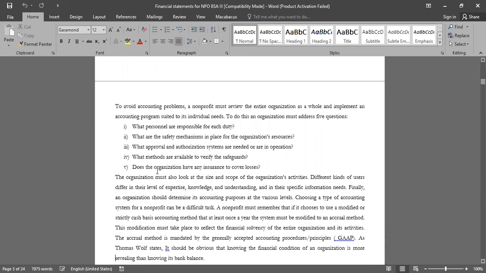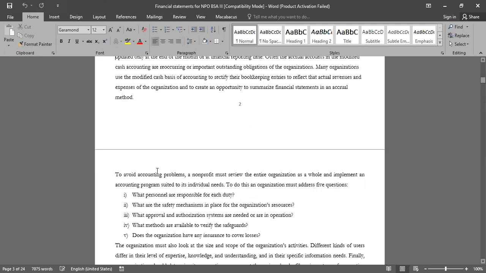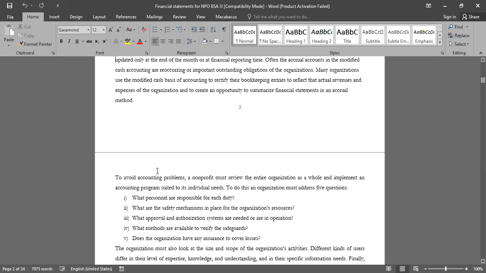Then they're saying, what are we trying to address whenever we're preparing these accounts? Maybe before I read that, I start from here. They say that to avoid accounting problems, a non-profit must review the entire organization as a whole and implement an accounting program suited to its individual needs. To do this, an organization must address 5 questions. It's more of an accounting system.